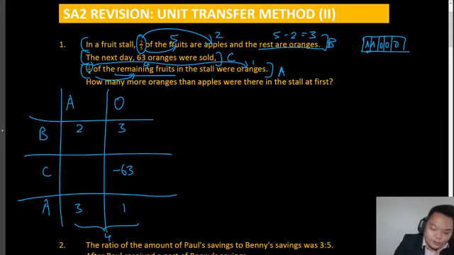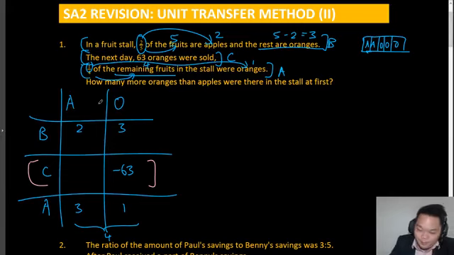Okay, so once you've got that, let's look at the change over here and try to determine what to do next. So we can observe that there is no change for your apples.